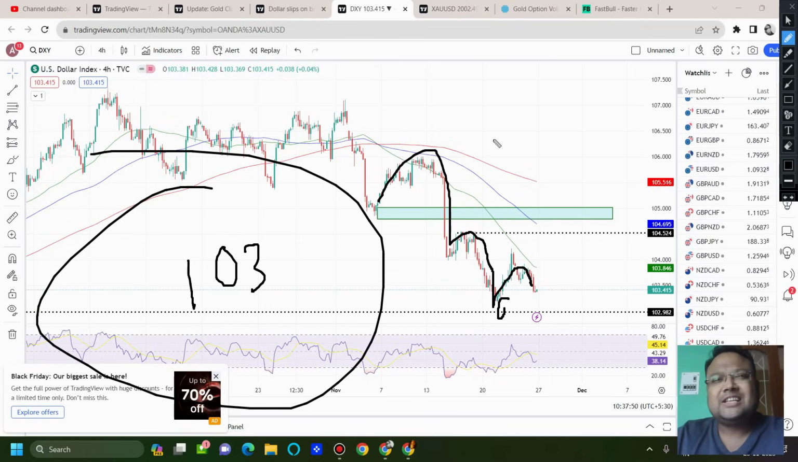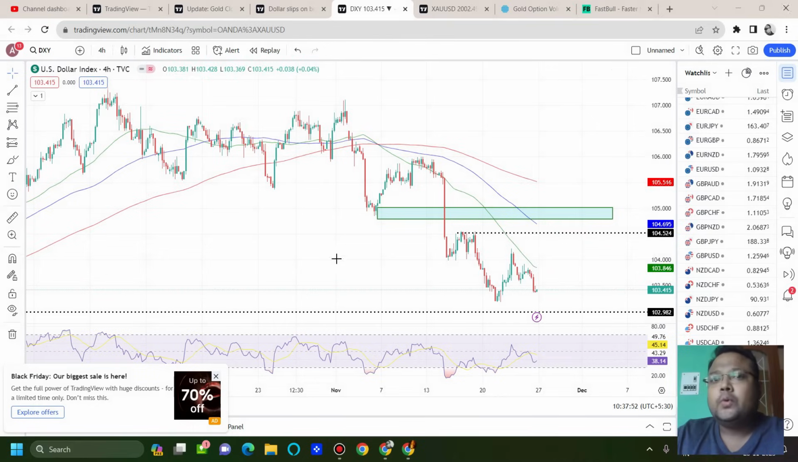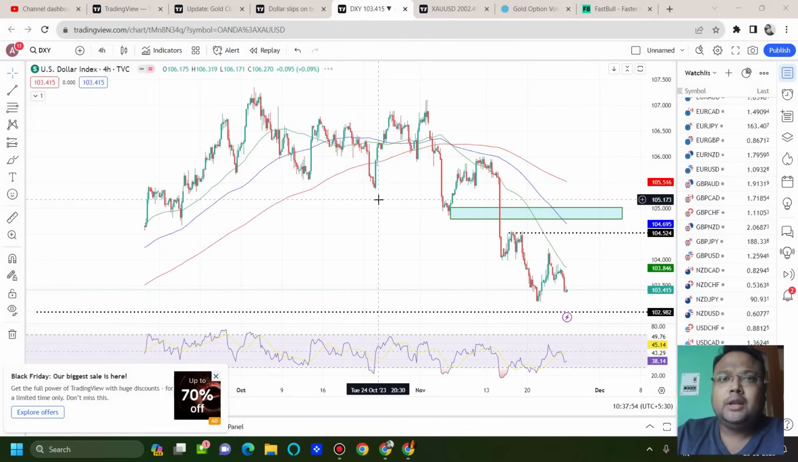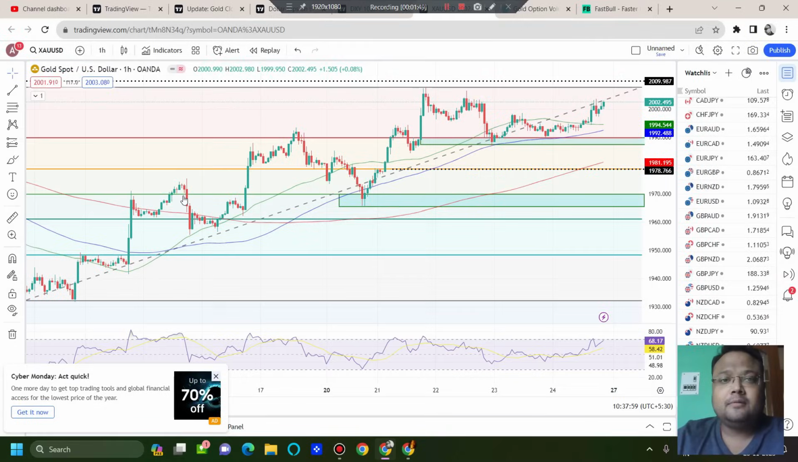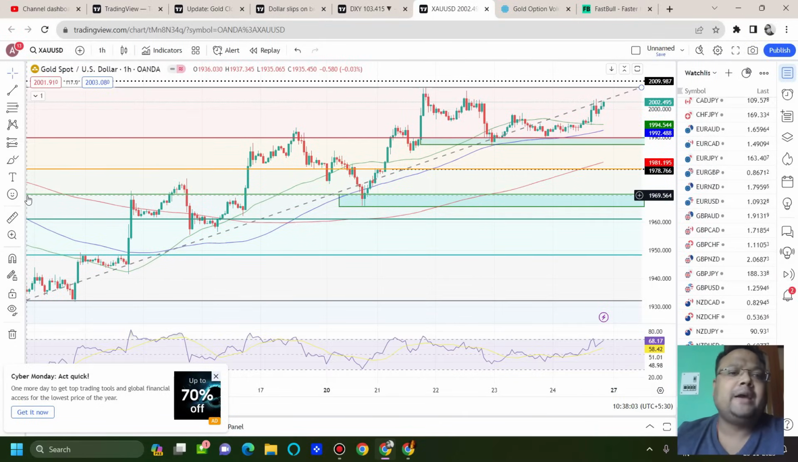And in the coming days, we can expect that the market will be going down. So yes, you should be looking for buy side on the chart of gold because of the ongoing market sentiment. And this is the chart of gold in front of us. This is the hourly chart of gold, and undoubtedly the market is bullish.